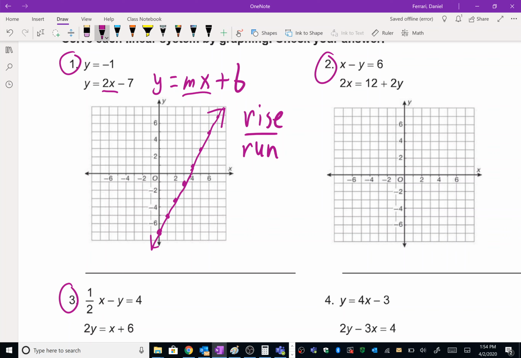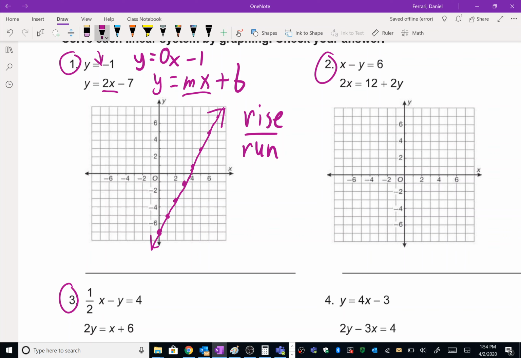So effectively, we want to treat this equation like it is y equals 0x minus 1. Okay, so because there is no x part here, it's effectively like I have 0 x's in that case. So I'm going to treat 0 effectively as my slope. This is essentially going to be a slope of 0.